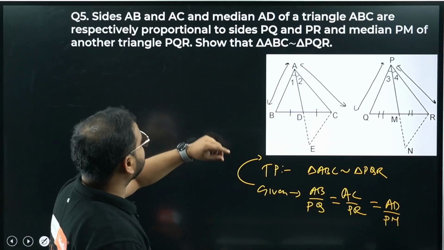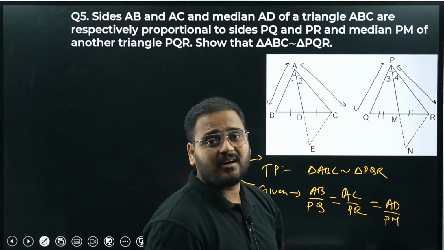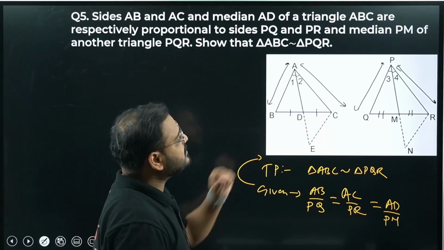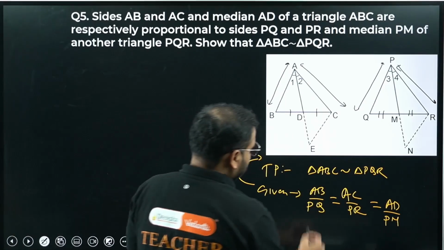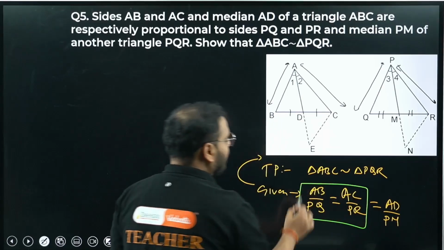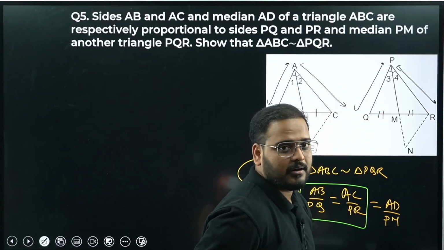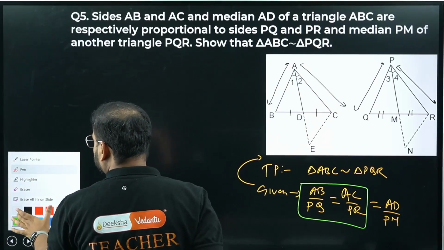AD is the median. Sides PQ, PR, and the median PM are proportional, meaning the ratio is equal. So given is clear. Looking to prove triangle ABC and PQR are similar. Please check here. You already have SS: AB to PQ, AC to PR. If I get the included angle between them equal, my job is done.